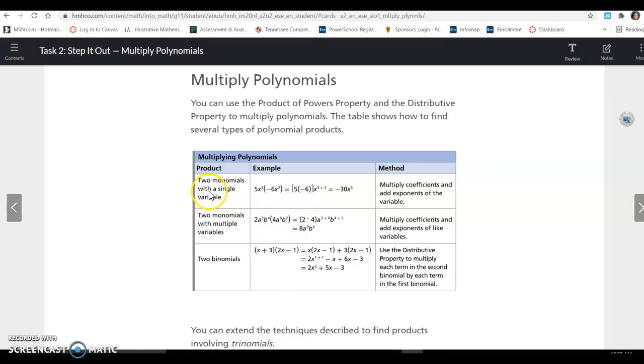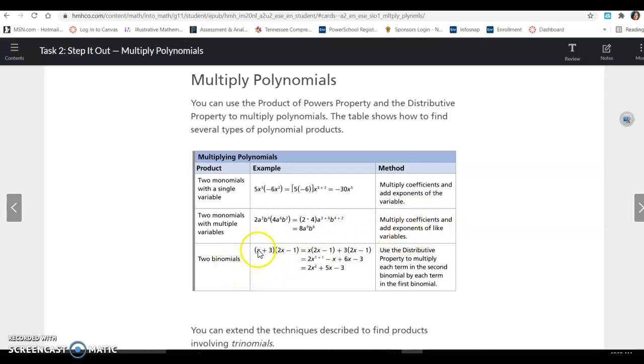All right, to multiply two monomials with a single variable, you're going to multiply the numbers, and you're going to have the same base. You add the exponents, okay? Multiply coefficients and add exponents. Two monomials with multiple variables, you multiply the numbers, and then the same variable, you add the exponents. So a to the third and a to the sixth becomes a to the ninth, b to the fourth and b squared becomes b to the sixth. So multiply coefficients and add exponents of like variables.